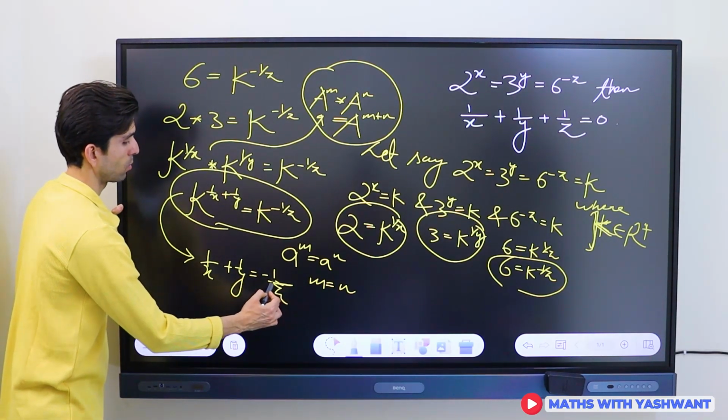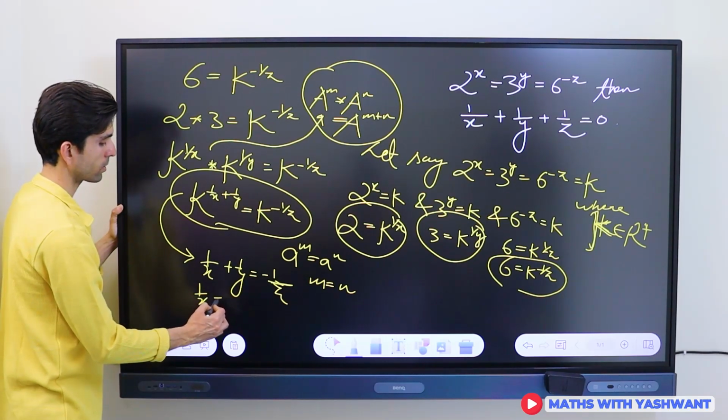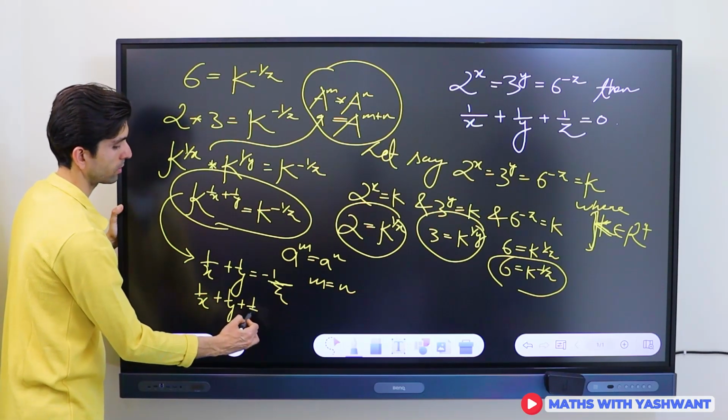And if I bring -1/z to the left hand side, it becomes 1/x + 1/y + 1/z is equal to 0.